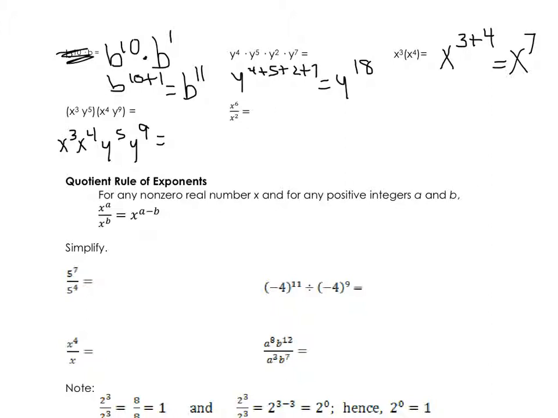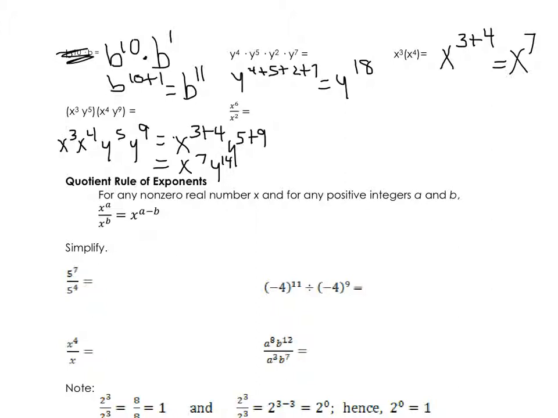So now that we've changed the order of the multiplication, we'll get the same answer, but it makes it easier to realize that we're going to use our addition rule. So we'll make it x to the 3 plus 4, y to the 5 plus 9. That gives us x to the 7th, y to the 14th.